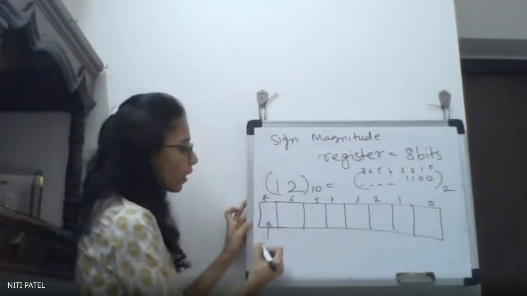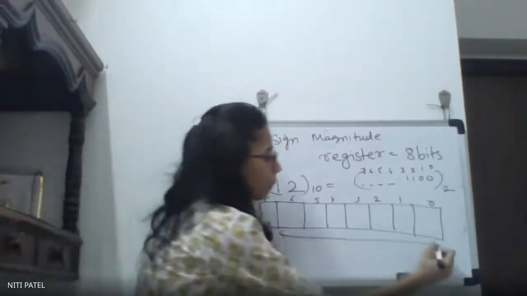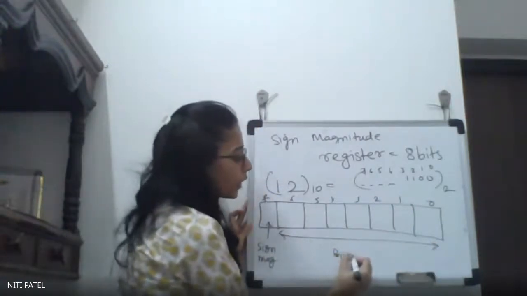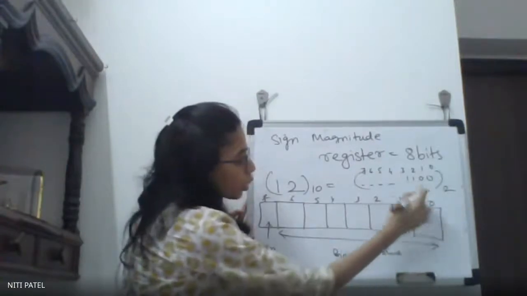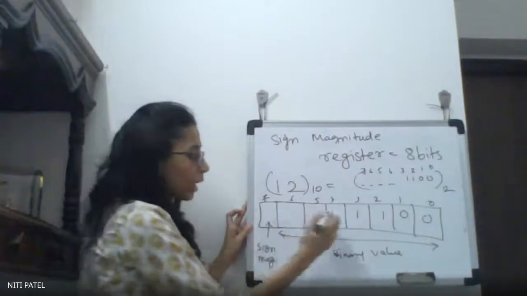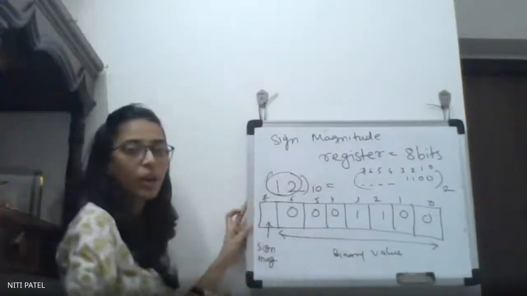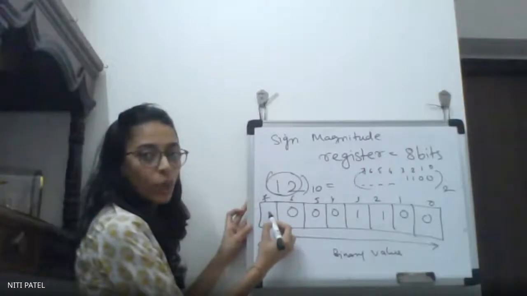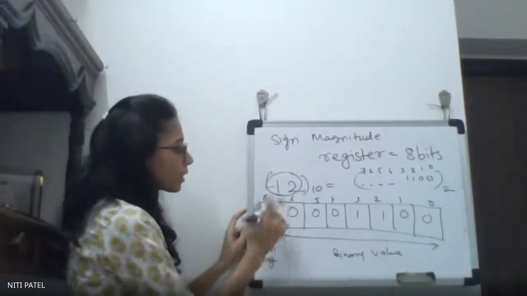The first bit is always reserved for sign magnitude. Remaining bits will be your binary value. So copy the binary value 1, 1, 0, 0. What will I append for the remaining 3? It will be appended as 0. Now tell me, is this 12 positive or negative? Positive. So what will I write over here, 0 or 1? 0. Why? 0 represents positive. If at all it is minus, what will you represent this as? 1.